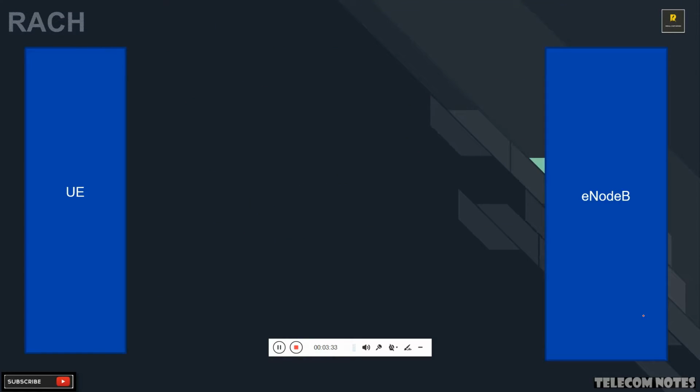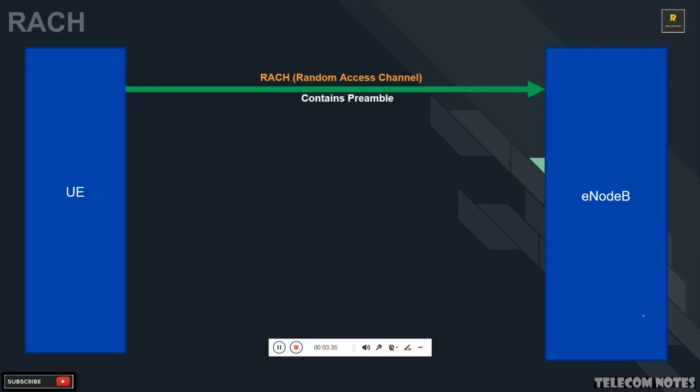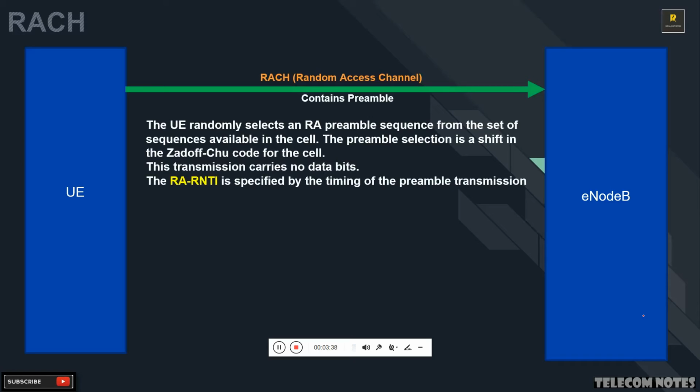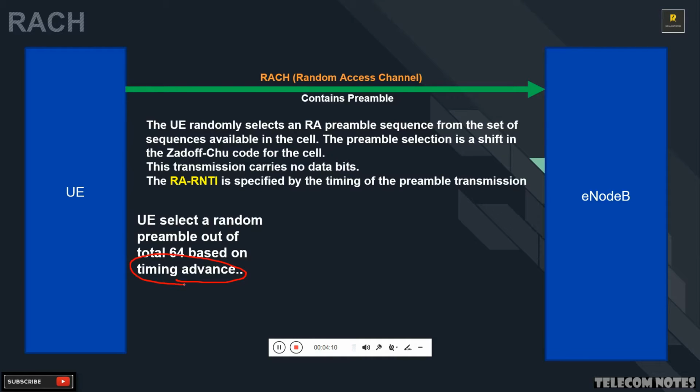So coming to the RACH now. The UE sends the RACH to the eNodeB. The UE randomly selects the random access preamble sequence from the set of sequences available in the cell. The preamble selection is a shift in the Zadoff-Chu code for the cell. This transmission carries no data bits. The RA-RNTI is specified by the timing of the preamble transmission. So the UE selects a random preamble out of the total 64 preambles based on the timing advance.